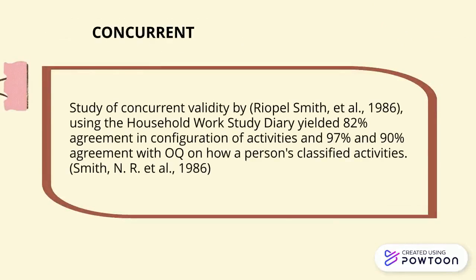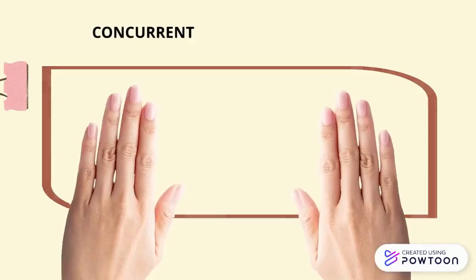A study of concurrent validity using the household work study diary yielded 82% agreement in configuration of activities and 97% and 90% agreement with OQ on how a person classified activities.